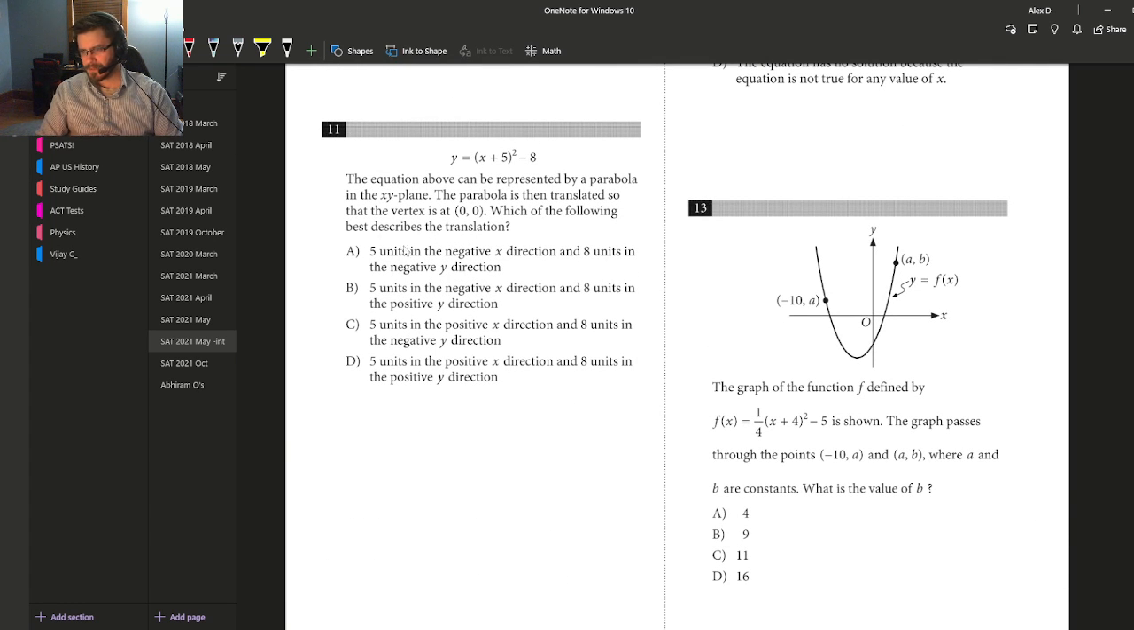Skipping all the context, which of the following describes the translation. So the vertex is 0, 0. So this is vertex form. Again, memorize the formulas. So we got the vertex here is negative 5, negative 8. So to get the translation of the vertex to 0, 0, it needs to go right 5 and up 8. Negative x direction, no. 5 units to the positive x direction, 8 units in the negative y, no. Must be D.